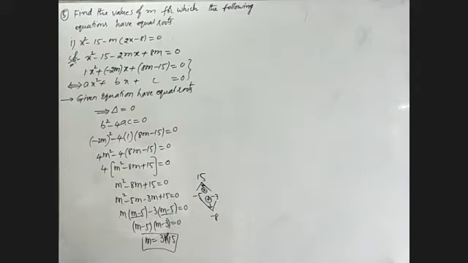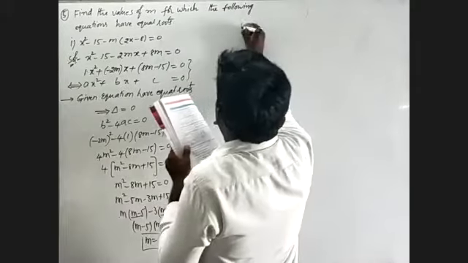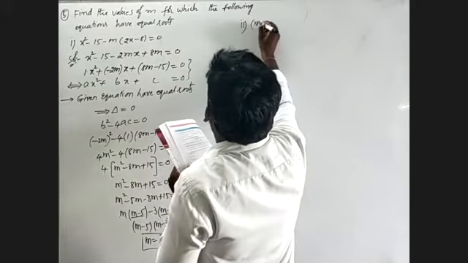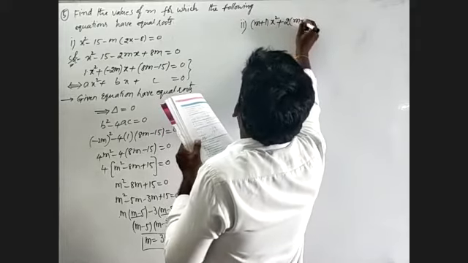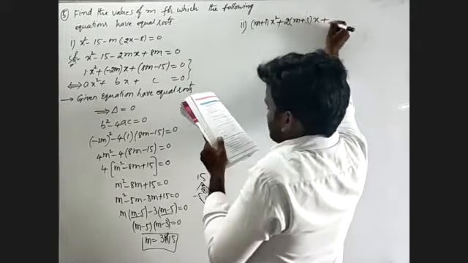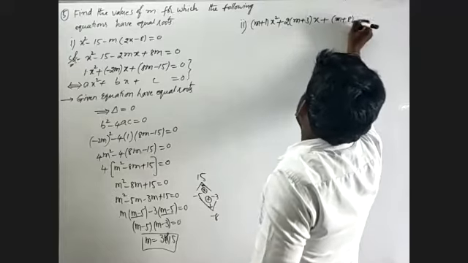Okay. Now I am going to the second problem, that is (m plus 1) into x square plus 2 into (m plus 3) into x plus (m plus 8) is equal to 0.